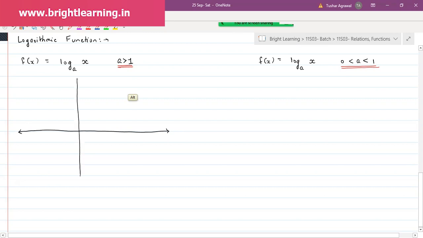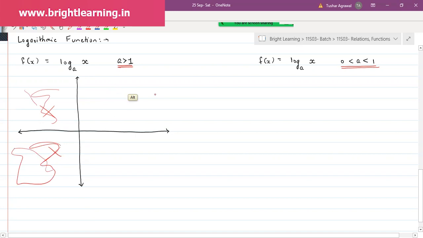First thing you should see, sir, in logarithms we have already seen that log x to the base a is defined only when x is greater than 0. So, since x is always greater than 0, the graph can never be in this region. For x equal to -1, -2, -3, there is no image, so there is nothing in this part. If at all the graph exists, it will only be in the first and fourth quadrant.